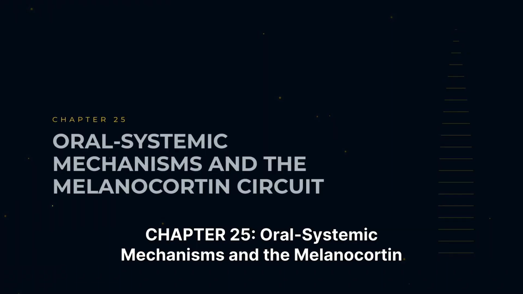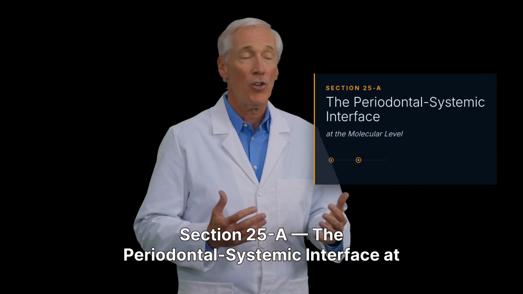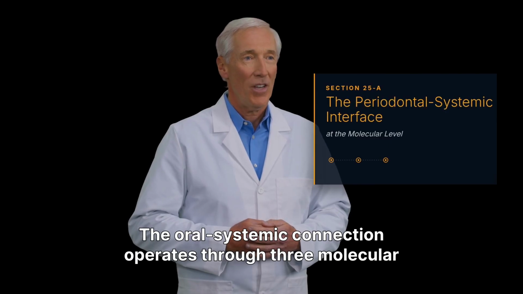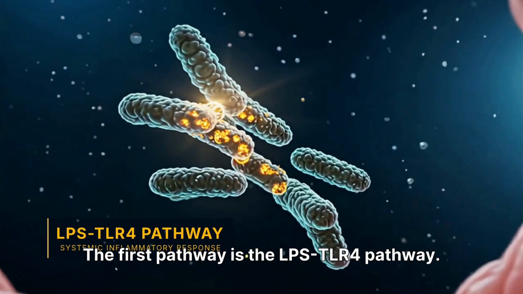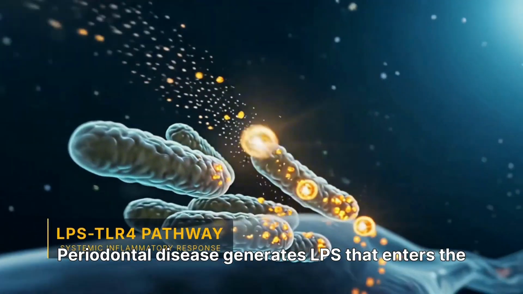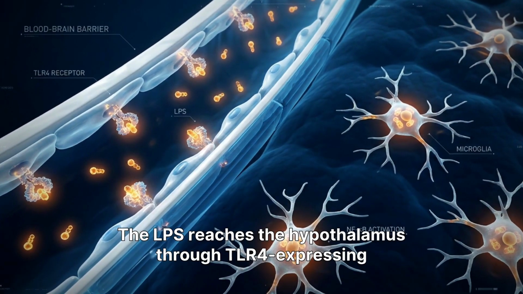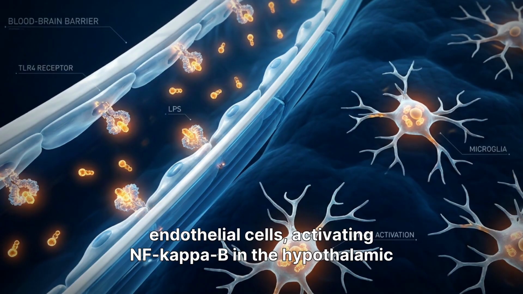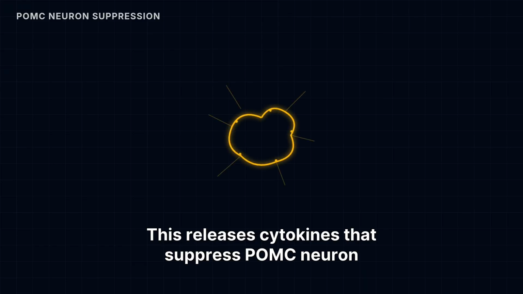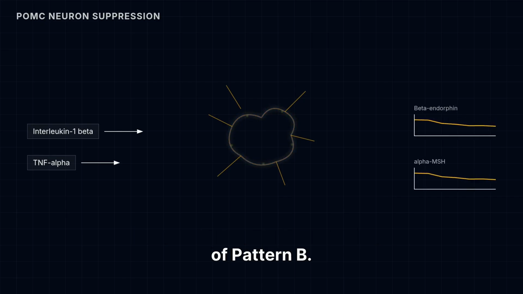Chapter 25. Oral Systemic Mechanisms and the Melanocortin Circuit. Section 25A. The periodontal systemic interface at the molecular level. The oral systemic connection operates through three molecular pathways. The first pathway is the LPS-TLR4 pathway. Periodontal disease generates LPS that enters the bloodstream through ulcerated sulcular epithelium. The LPS reaches the hypothalamus through TLR4-expressing endothelial cells, activating NF-kappa B in the hypothalamic microglia. This releases cytokines that suppress POMC neuron firing, producing the beta-endorphin and alpha-MSH deficits of pattern B.